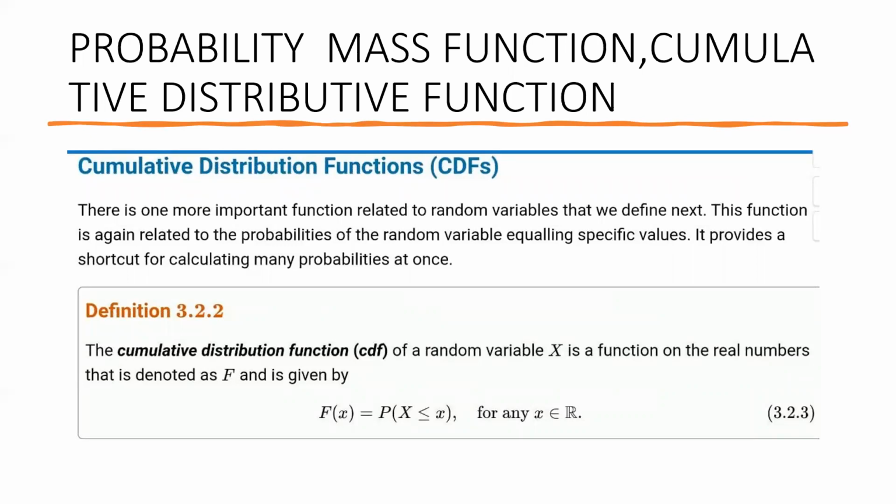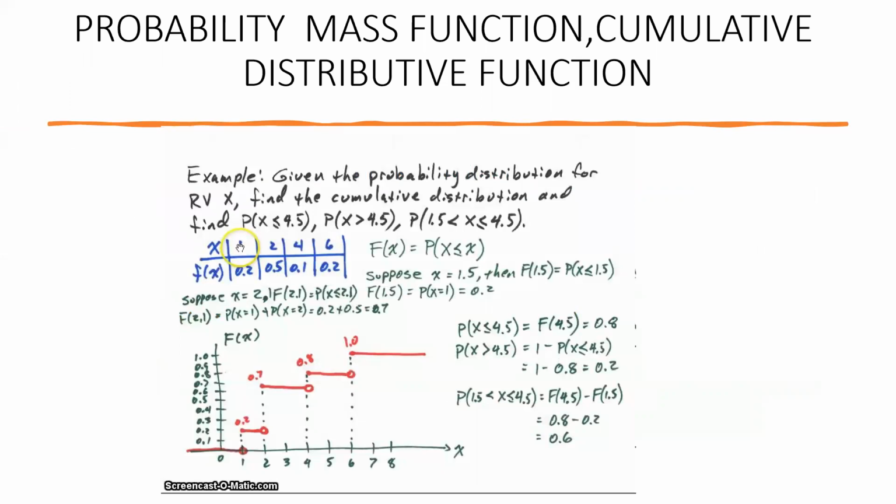Definition. The cumulative distribution function of a random variable X is a function on the real numbers that is denoted as F and is given by F(x) equals P(X less than or equal to x) for any x belonging to R, that is, real numbers.